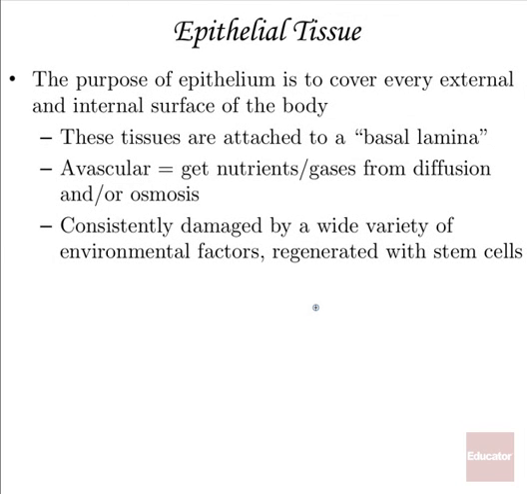So the first kind of tissue we're going to talk about is epithelial tissue, also called epithelium. The purpose of epithelium is to cover every external and internal surface of the body, not just on the outside, but internal organs as well. These epithelial tissues are always attached to a basal lamina, also known as a basement membrane. That's the other kind of synonym for this term.